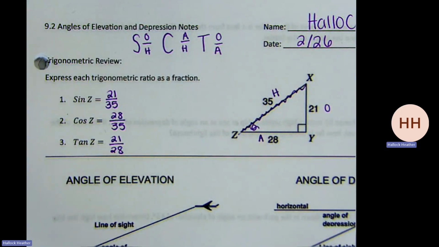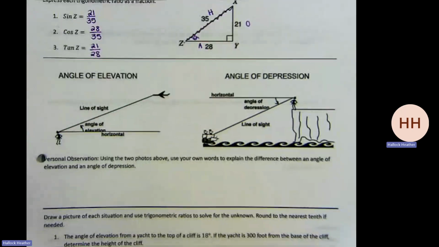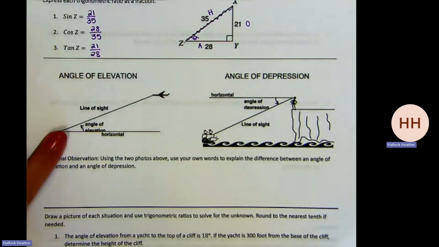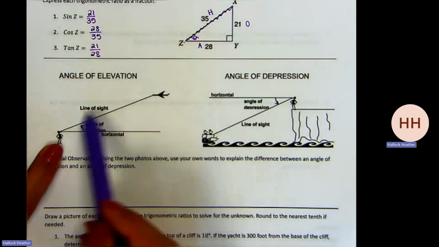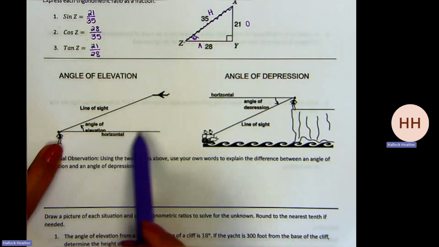The new thing is angles of elevation and depression. So it's making a right triangle out of a word problem. So I want you to take a second. We're going to look at these two pictures. We have angle of elevation over here. Notice where my person is standing. Notice kind of what I'm looking at. I have line of sight, angle of elevation, horizontal. Horizontal just means going straight across.